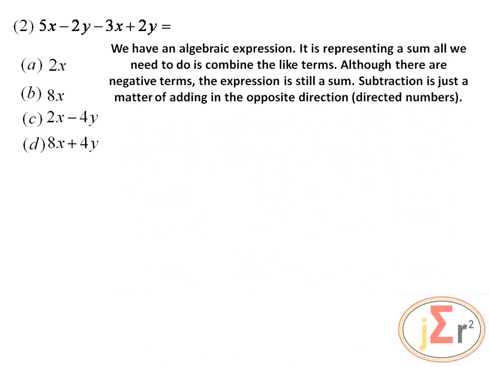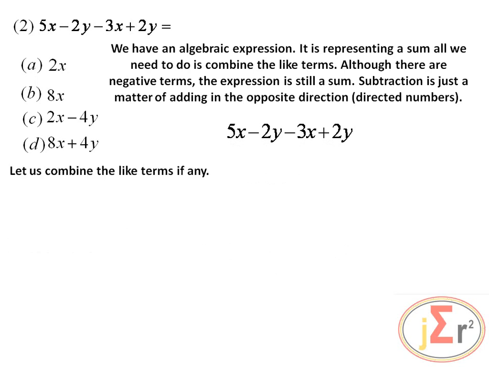Although there are negative terms, the expression is still a sum. Subtraction is just a matter of adding in the opposite direction, and that is what we learn in directed numbers. So we are still going to call that expression a sum. Let us combine the like terms, if any. So we have like terms 5x, negative 3x. We put those together. 5x minus 3x is equal to 2x.